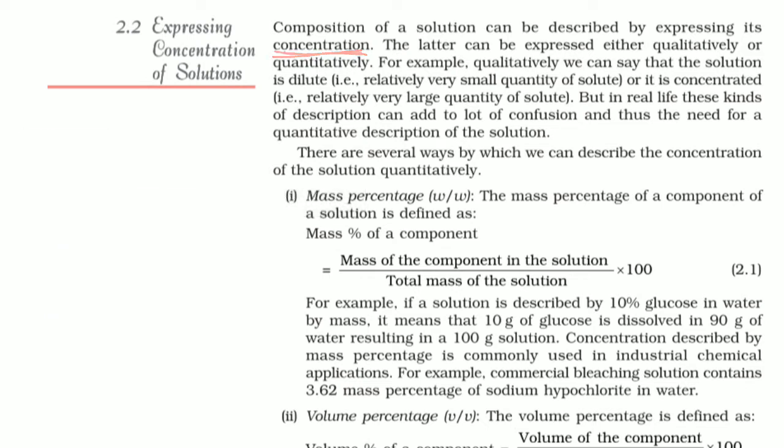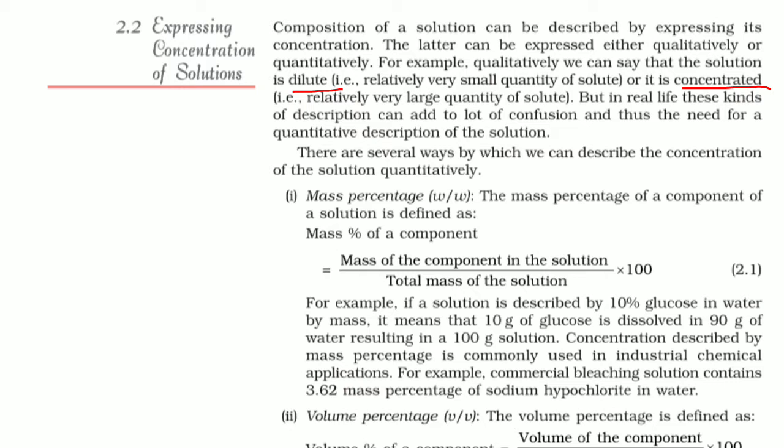Now coming back to the concentration terms, the amount of solute present in the solution determines the concentration. If the amount of solute present in that solution is very high, then the solution is known as a concentrated solution. If the amount of solute present is very low, then the solution is known as a dilute solution. But these two terms, concentrated and dilute, will not tell you the exact amount present in the solution. We cannot say how much solute is present in that solution or in that solvent by using these terms.